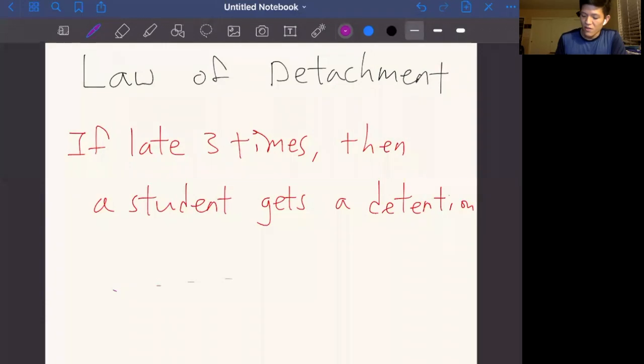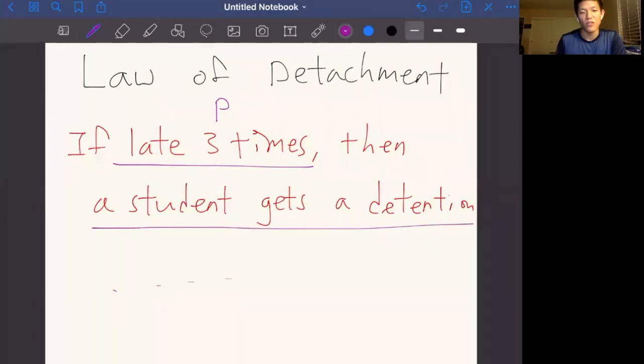A conditional statement here says, if late 3 times, then a student gets a detention. So we know in a conditional statement, the part that comes after if is the hypothesis, and let's label it as P. And the part that comes after then is the conclusion, and let's label that Q, okay? So the relationship inside this conditional statement is P to Q, if P then Q, right?